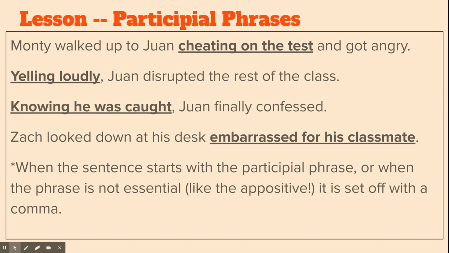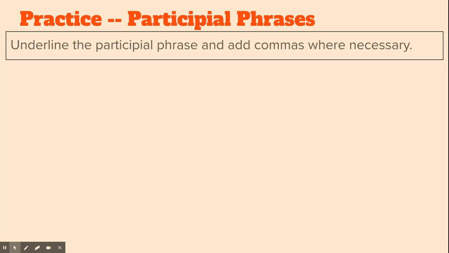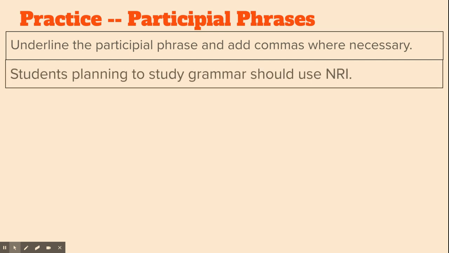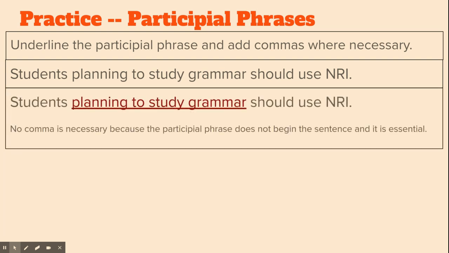And finally, Zach looked down at his desk, embarrassed for his classmate. Embarrassed is a past participle, and embarrassed for his classmate is the participial phrase. Let's practice. Underline the participial phrase and add commas where necessary. Students planning to study grammar should use NRI. Planning to study grammar is our participial phrase. Planning is our present participle.